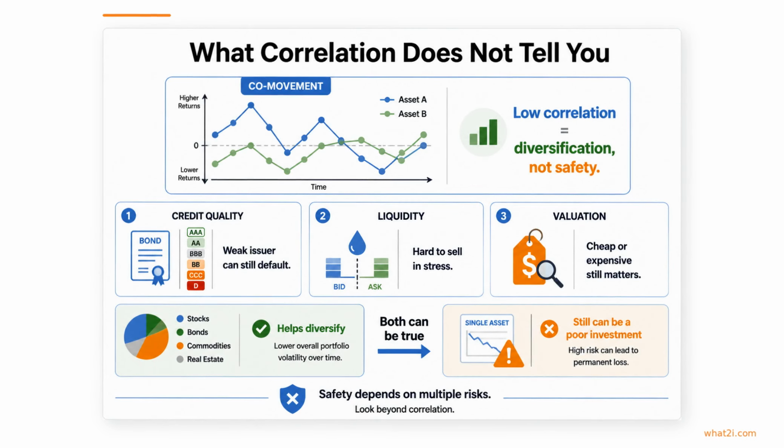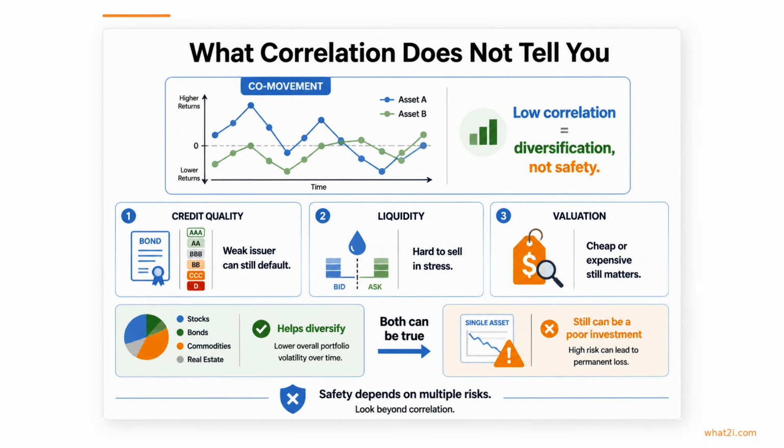Correlation is a useful input, but it does not tell you whether an investment is good, cheap, liquid, or safe. An asset can have low correlation with the rest of your portfolio and still be a poor holding because of weak credit quality, poor valuation, or limited liquidity. In other words, diversification benefit does not automatically equal investment quality.